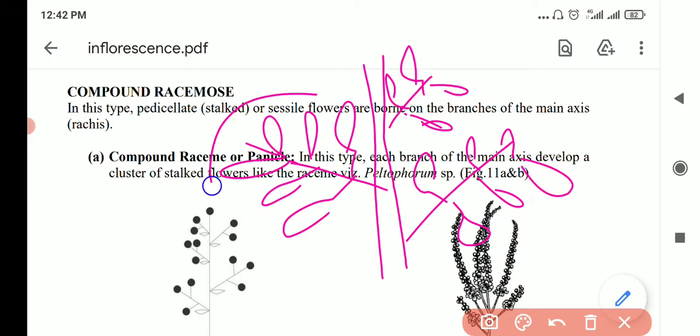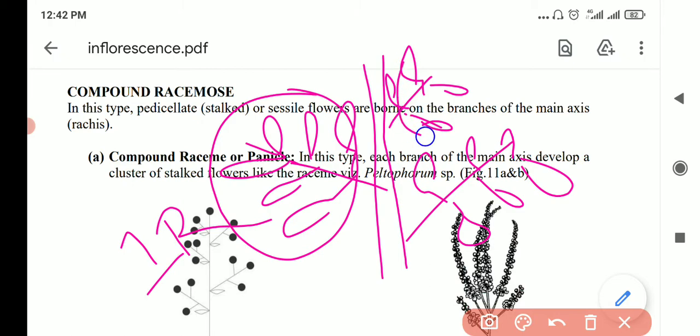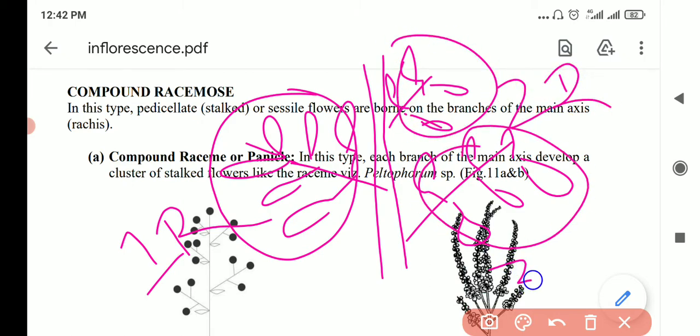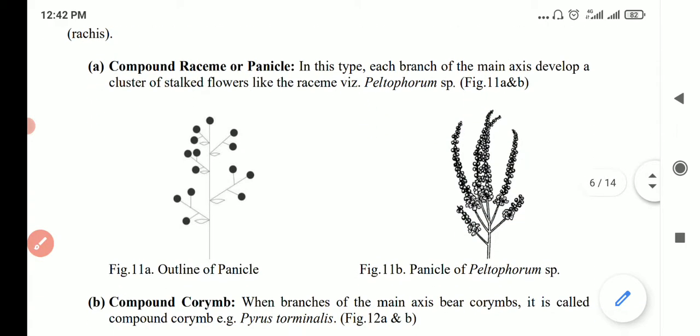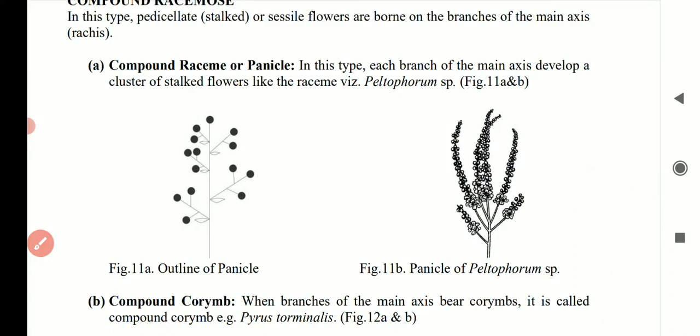So isn't this one raceme? Yes, you will say yes, miss. Isn't this another raceme? Yes. Isn't this another raceme? You will say yes, miss. So there's nothing to be scared of. It is nothing but many raceme. And the example of your compound raceme is Peltophorum species.